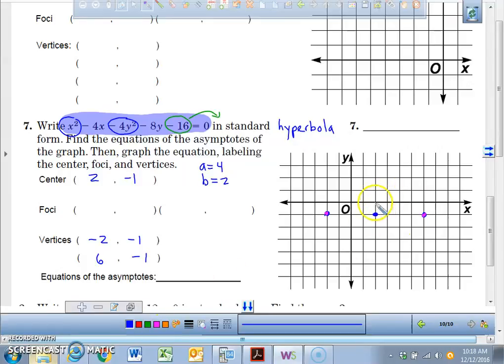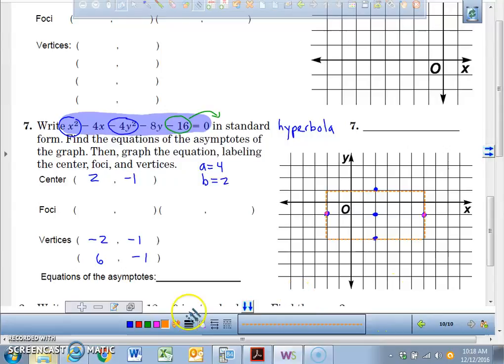My b value is what? 2. So I have to go up 2 and down 2. Once you've done that, this is what you're going to do. You're going to build your rectangle. So I want everybody to build your rectangle on your paper, and that's going to help give you dimensions and boundaries for your hyperbola. We're going to be drawing some asymptotes in now.